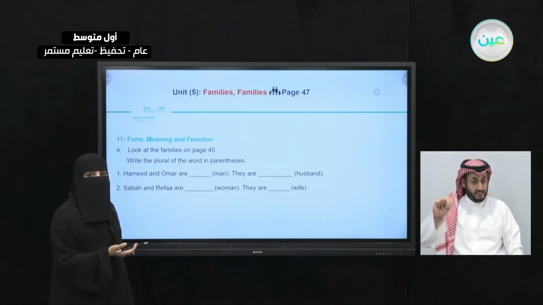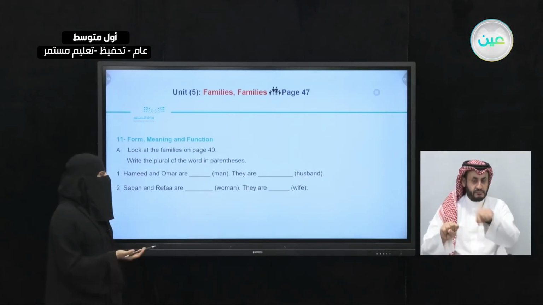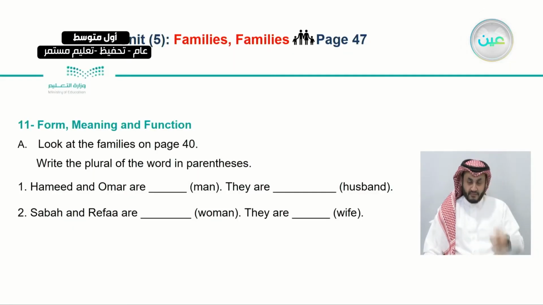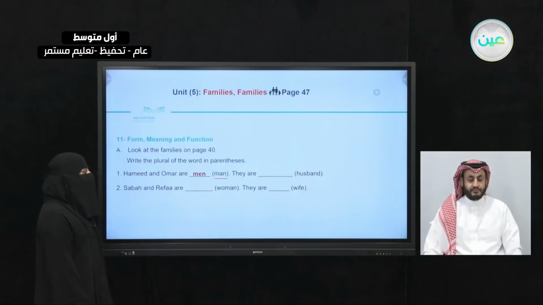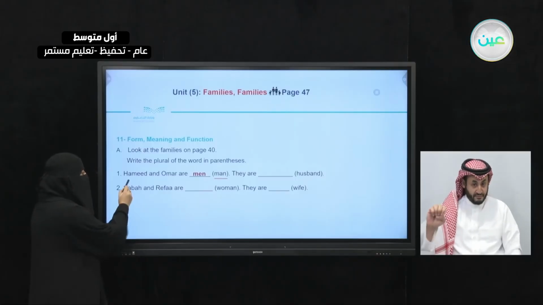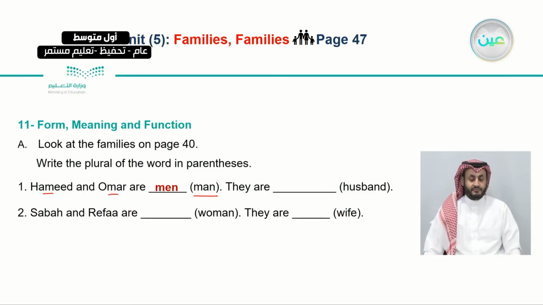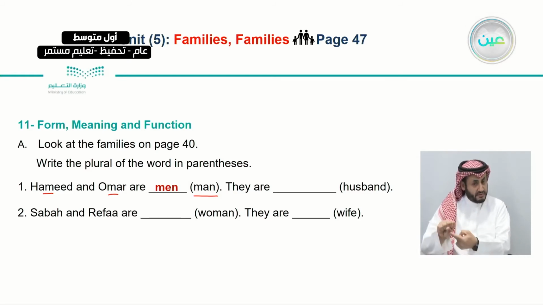Should I say mans? Totally wrong. So what should I do? It's an irregular noun. In this case, what should I do? Good job. Men. Can you see? I'm talking about two people, Hamid and Omar, more than one. Two or more. So it's a plural noun. Man changes into men. They are blank husband.